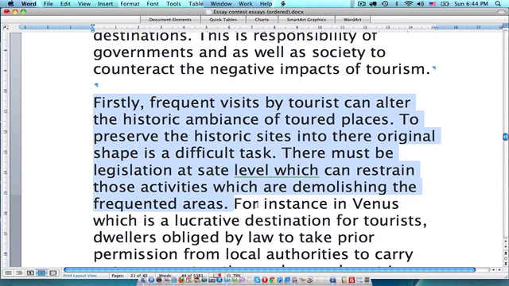So it says, firstly, frequent visits by tourists, it should be tourists, can alter the historic ambiance of toured places. To preserve the historic sites into their original shape is a difficult task. There must be legislation at, I'm sure that's supposed to say state level, which can restrain those activities which are demolishing the frequented areas. Now, I think you've used 3 sentences to say something that's really a very basic idea. So when the examiner reads this, it's long-winded, it's not specific, it's not concise, and it's not to the point. And unfortunately, I think that the examiner will take off marks for this sort of writing style.